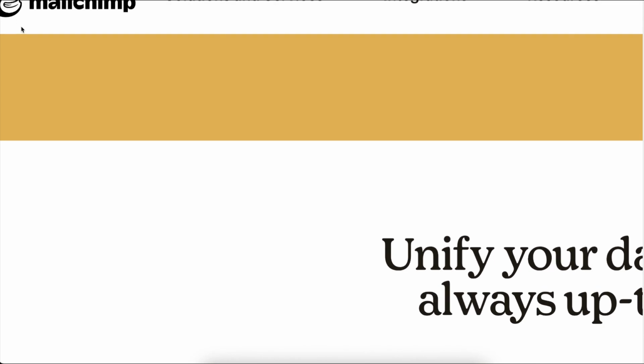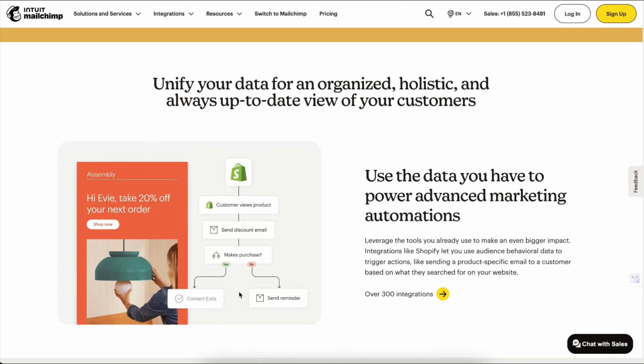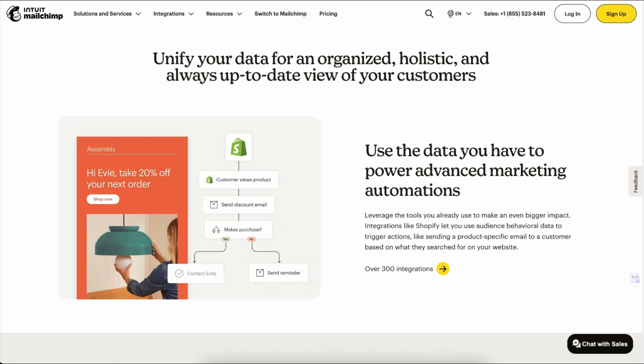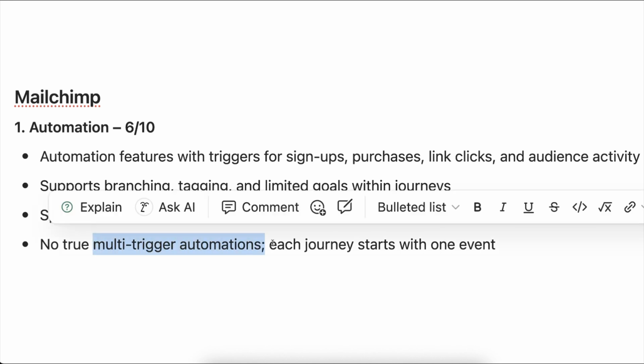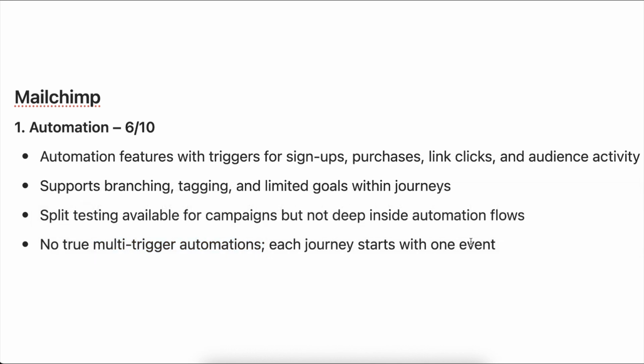When it comes to Mailchimp automations, it has all the main automations that you will need. So all the basic things like purchases, link clicks, tagging. However, an important thing is that split testing is only available for campaigns. No deep inside automation flows, which is a huge thing that you will need, a huge downside. Another thing is there's no true multi-trigger automations. So again, something that might really affect your email campaigns. So honestly, I'm not very impressed compared to other tools. It's only a 6 out of 10.